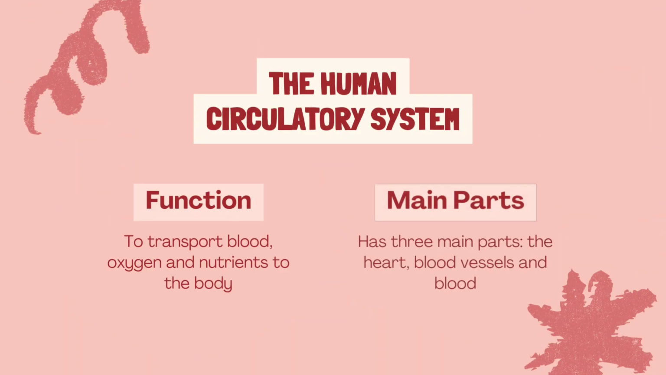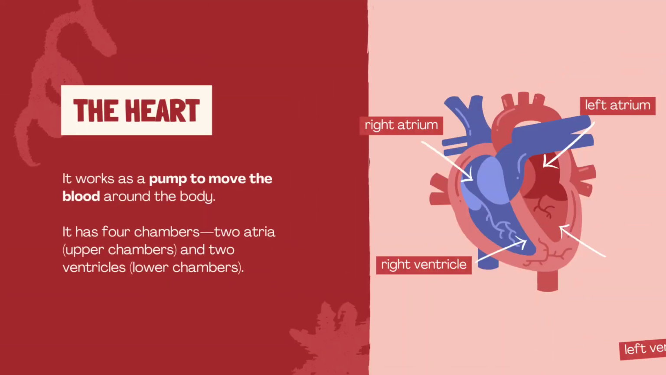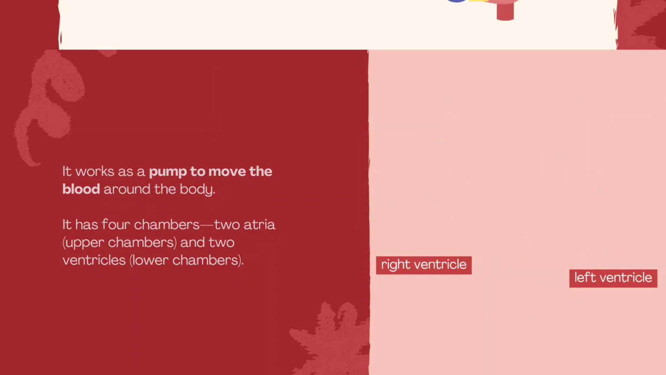The human circulatory system's function is to transport blood, oxygen and nutrients to the body. It has three main parts: the heart, blood vessels and the blood. The heart. It works as a pump to move the blood around the body. It has four chambers: two atria, known as the upper chambers, and two ventricles, known as the lower chambers.